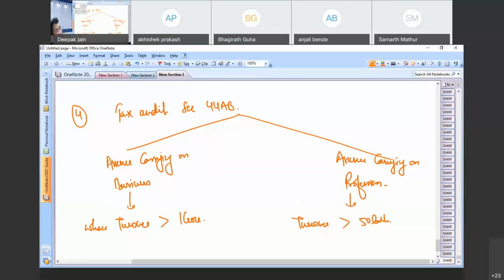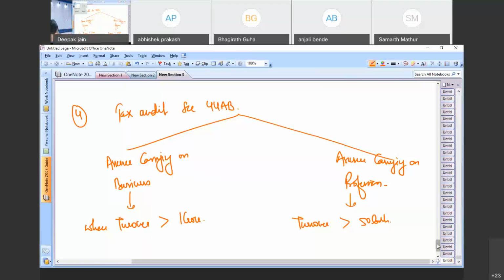Prior to Finance Act 2020, SSC is under an obligation to get his accounts audited. We have to check whether SSC is carrying on business or profession. In case of business, if turnover exceeds rupee 1 crore, then SSC is under an obligation to get his accounts audited. And number 2, if SSC is carrying on profession, then turnover must exceed rupee 50 lakh, only then SSC is under an obligation to get his accounts audited.